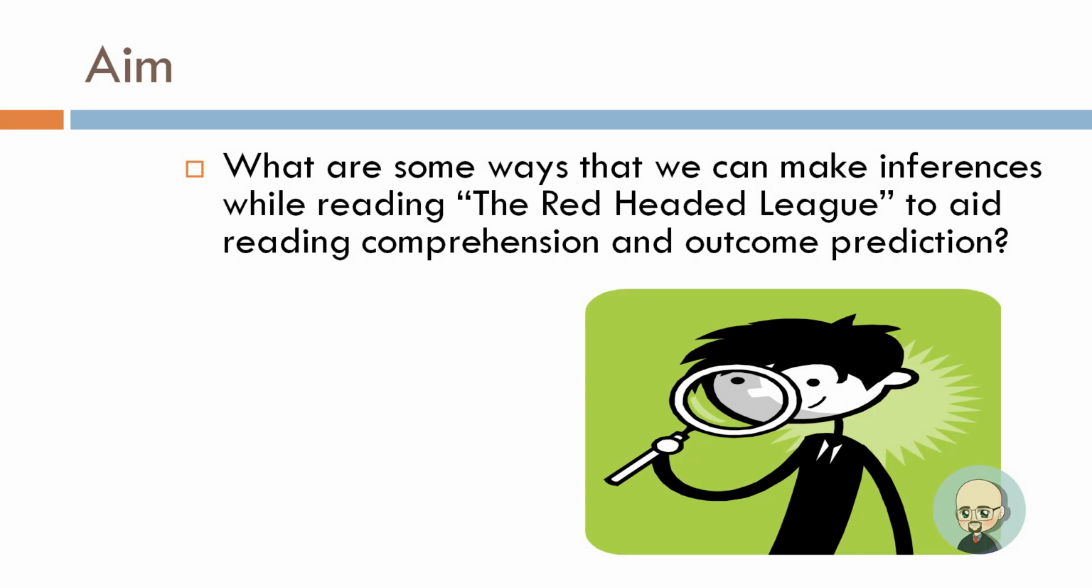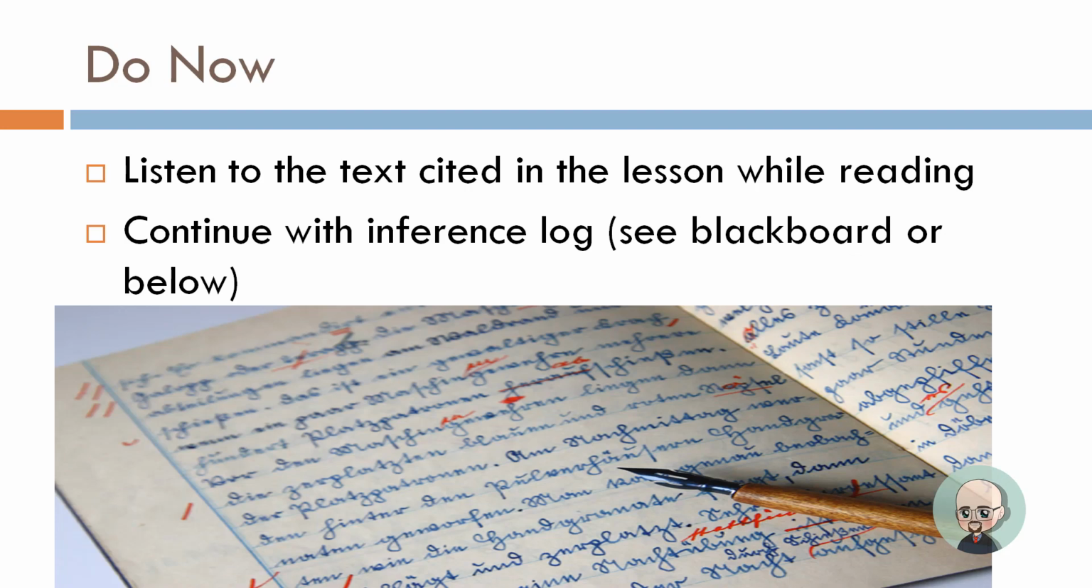All right, so what are some ways that we can make inferences while reading The Red-Headed League to aid reading comprehension and outcome prediction? How can we make inferences while reading The Red-Headed League? So listen to the text cited while reading. Continue with the inference log. Okay, I'm going to put a template of this on the Blackboard lesson, but I'm also going to go into it on the next slide.